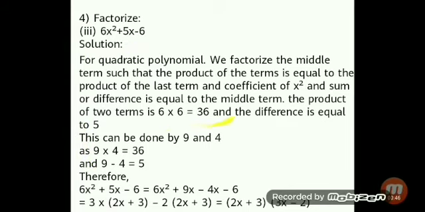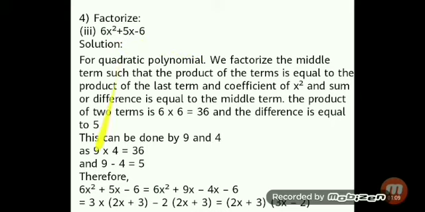Here we get 36 by multiplying 9 and 4. 9 fours are 36 and the difference of 9 and 4 is 5. Here the product is 36 and the difference is 5. So we take these two numbers 9 and 4 to split 5.